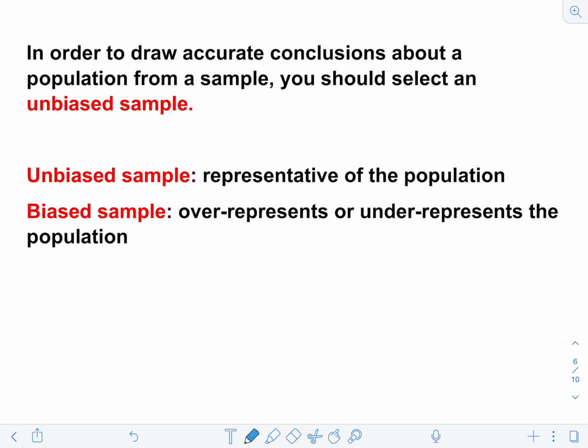In order to draw accurate conclusions or fair conclusions about a population from a sample, you should select an unbiased sample. So unbiased means that this is representative of the population, whereas a biased sample either overrepresents or underrepresents the population in some way. So by asking the cheerleaders and the football players something, that's overrepresenting, that's biased towards the sports people.